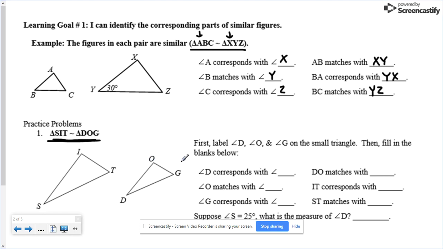Okay, so hopefully you've pushed pause and your answers are done. I'm hoping none of you guys are cheating and just listening to me do all your work for you. But anyway, angle D corresponds with, well, angle D is the first one in this triangle. Angle S is the first one in this triangle, so that's why they match up. O matches with I. They're both in the middle. G matches with T. And then the rest of these are segments. DO matches with SI.